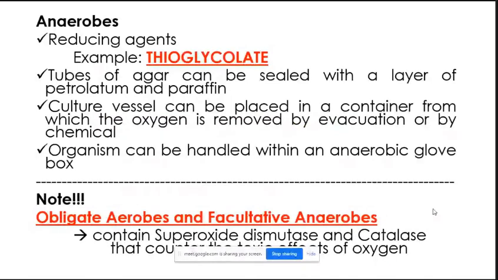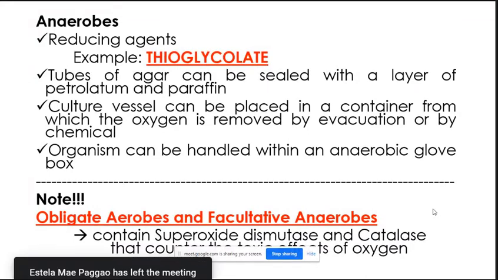So for anaerobes, how do you maintain this environment for your microorganism to really grow? You can use reducing agents like thioglycolate, and the tubes of agar can be sealed with a layer of petrolatum and paraffin. This petrolatum and paraffin can avoid the entry of oxygen into your media. Okay? You will see this later in our tubes.